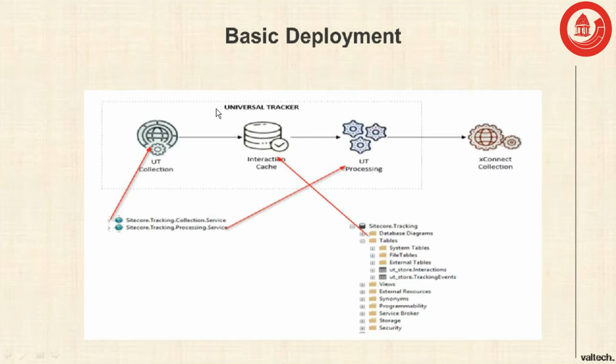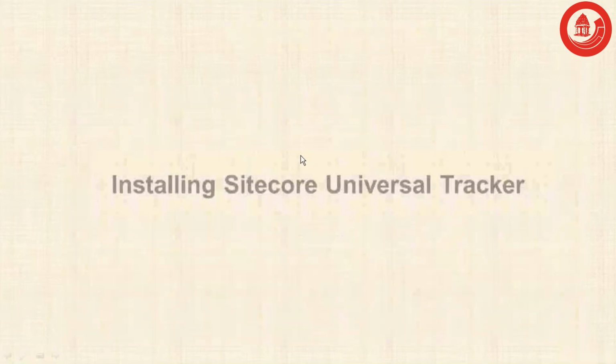How it works, the basic advantage of this Universal Tracker is you can track events from any application, be it a mobile app or a desktop application or any other application. That is the basic advantage of Universal Tracker. So now let us move to installing Universal Tracker.